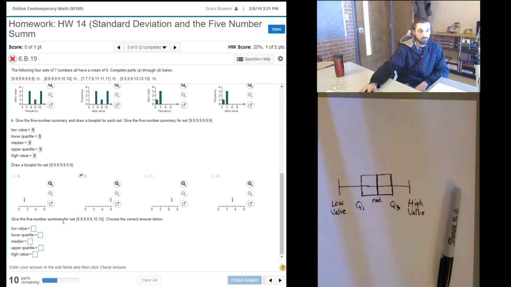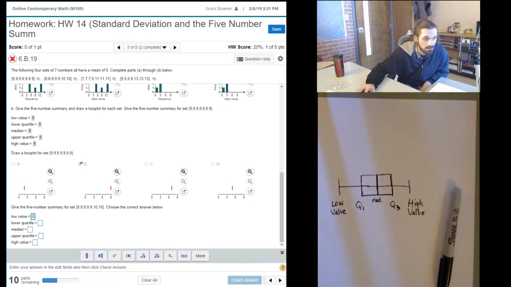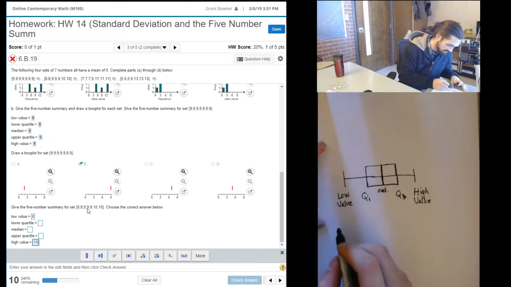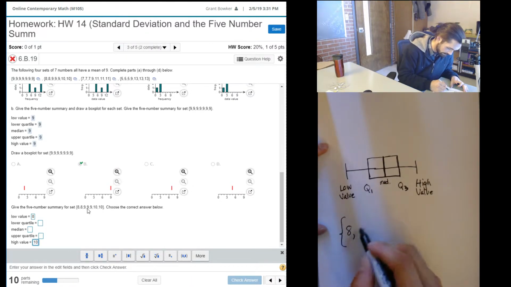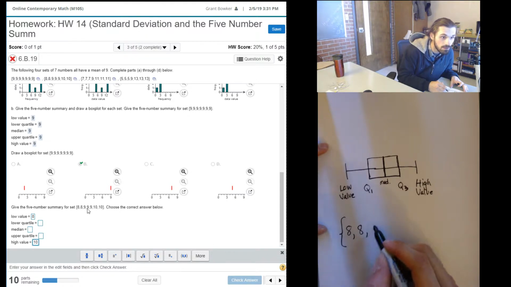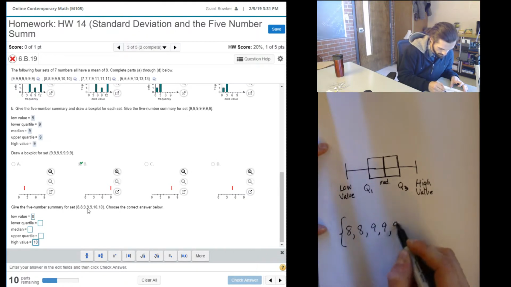Give the 5-number summary for 8, 8, 9, 9, 9, 10, 10. Well, the low value is 8. The high value is 10. The middle value of our set is 9. Here's how you want to look at this: 8, 8, 9, 9, 9, 10, 10.